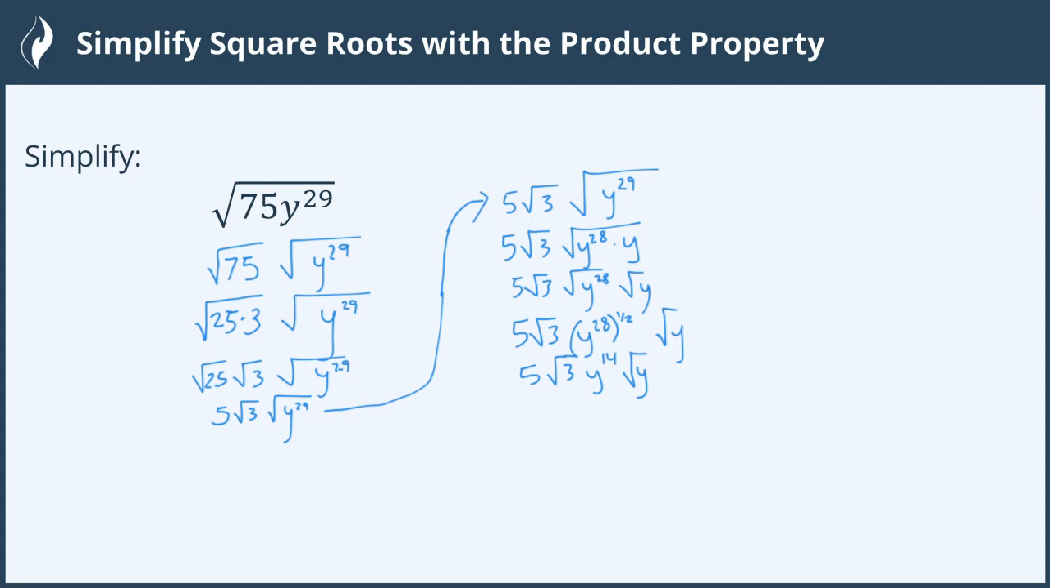The last thing I'm going to do is recognize that I've got these two square roots, so I can squish them together into the same square root. This is again an application of the product property. And I have simplified that expression as far as I can go.